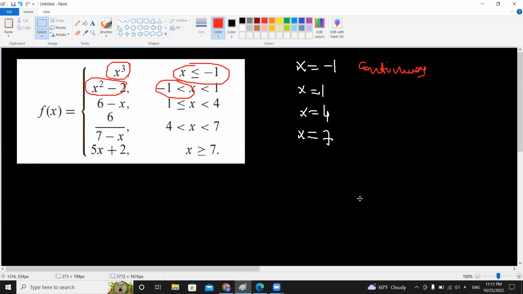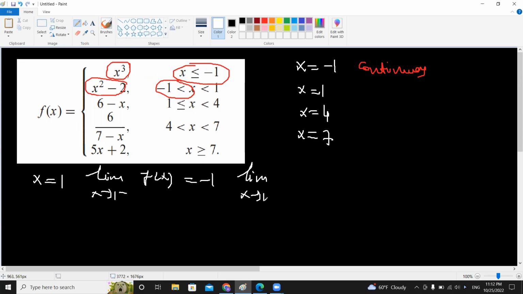Now let's consider the second point here, x equals 1. We first consider the limit values from the left side of x. The left side of 1 is calculated here: 1 squared minus 2 is equal to -1. Limit as x tends to 1 from the right side takes into consideration this part, so f(x) is going to be 6 minus 1, which is 5.